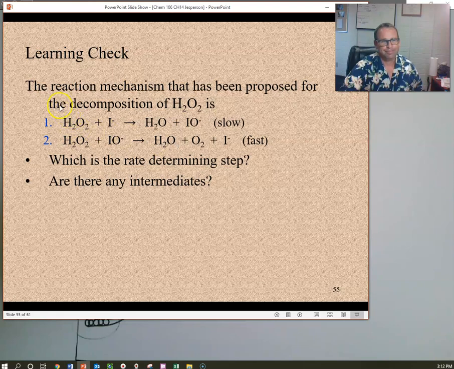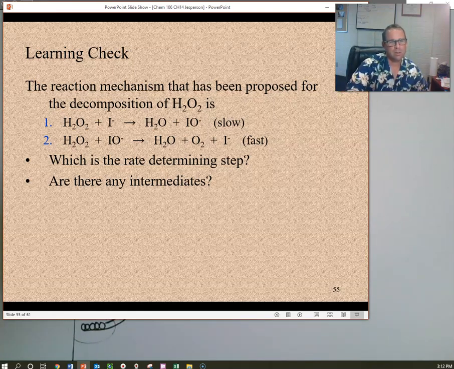So here's a chemical reaction, and we're given the mechanism for the reaction. Now the mechanism, what does that mean, the mechanism? It means the details associated with the process. Okay? If these are the two steps, here they are, see? Hydrogen peroxide, where's my cursor? There it is. Hydrogen peroxide combining with the iodide ion to form water and this IO minus ion.